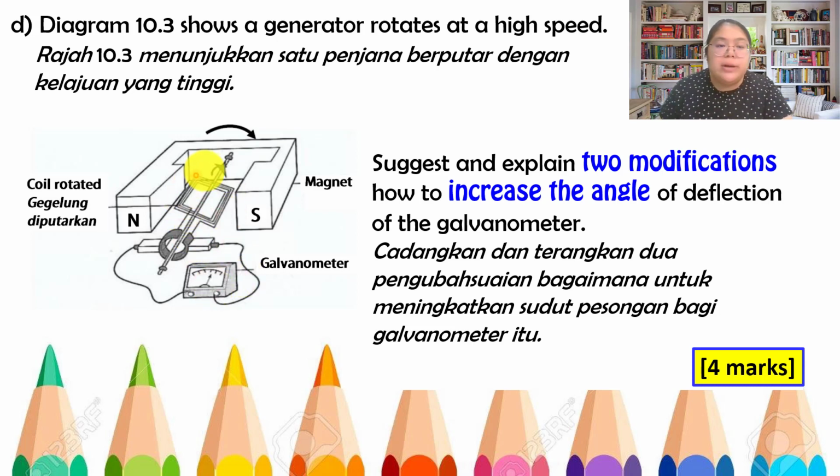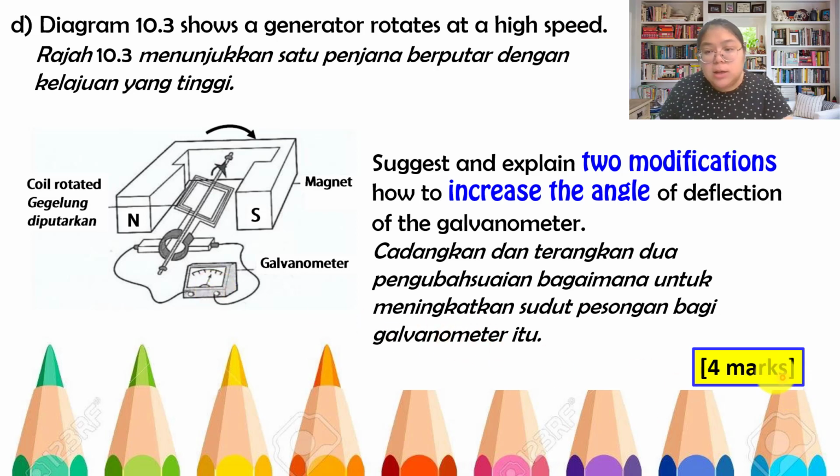Okay, so from here the coil is put between the magnet. After that, this one question they want you to modify. You want to increase the angle of deflection for the galvanometer, which means you need to increase the output current.